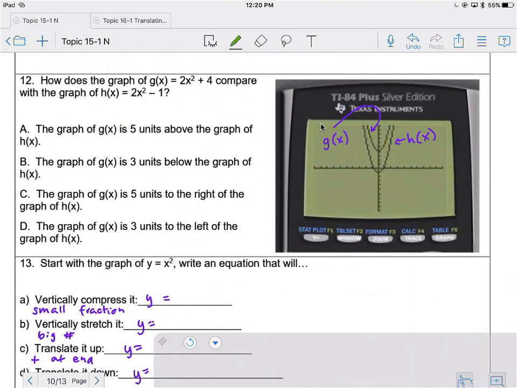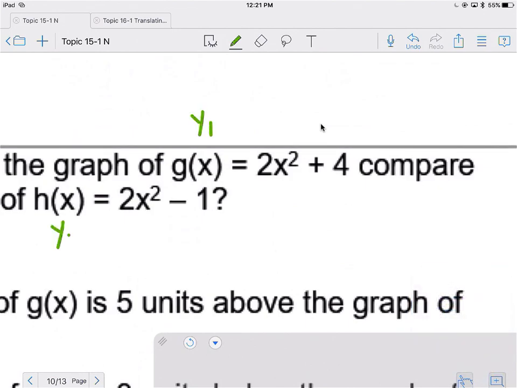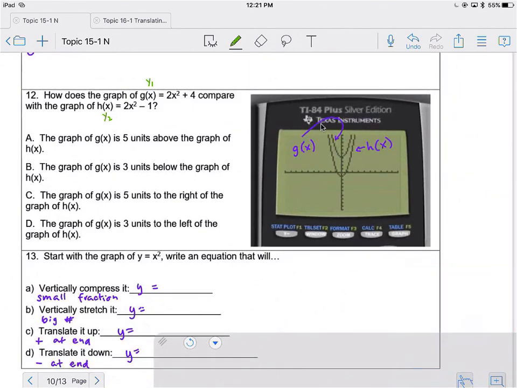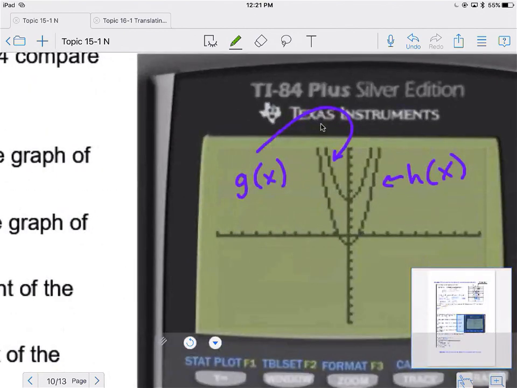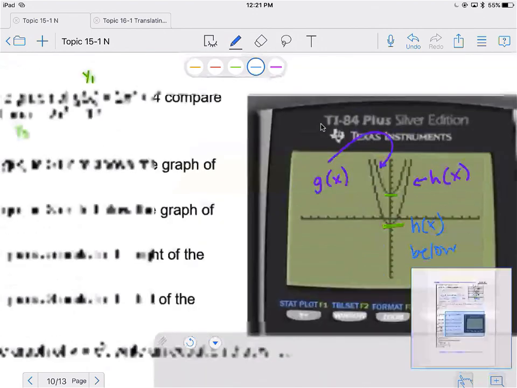Problem 12 asks how does g of x compare with h of x? What I would do is plug this into a calculator. We've already done it for you, but I would put g of x in y1 and h of x in y2. Remember when you press graph, the first one that comes up is the first thing you put in, and the second graph that comes up is the second thing you put in. So g of x pops up first, h of x pops up second. We can see h of x is below g of x.